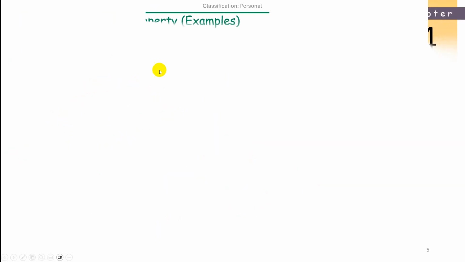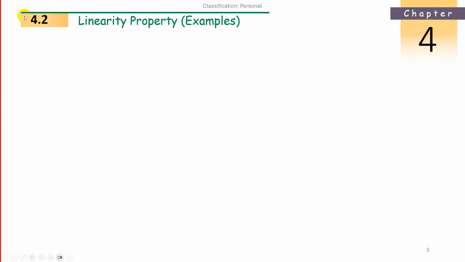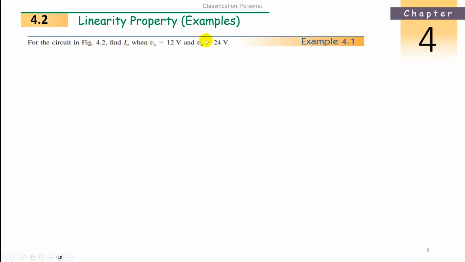Okay, coming to the first linearity property example. For this given circuit 4.2, find I0 when the source voltage Vs is 12 and when Vs is 24. This means we are checking the linearity. What is linearity? First, the property of homogeneity. What is homogeneity? If you increase the input by some factor K, the output should increase by the same factor. So that one we will check.